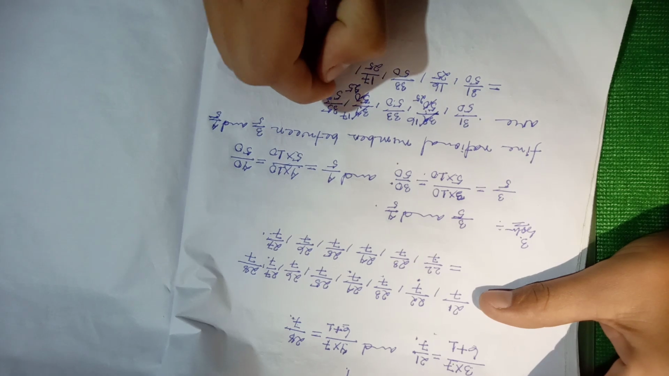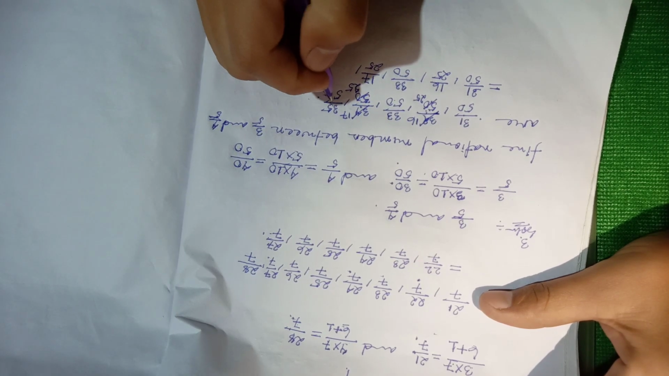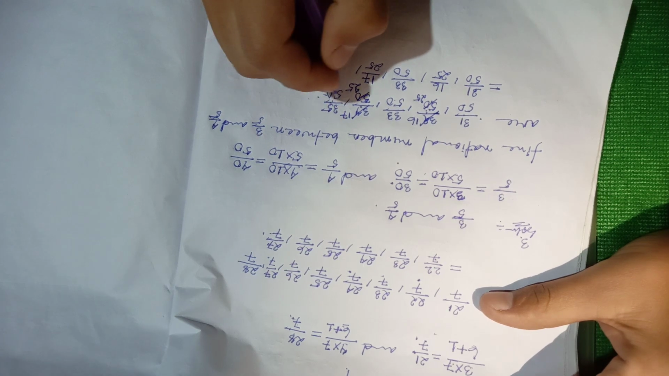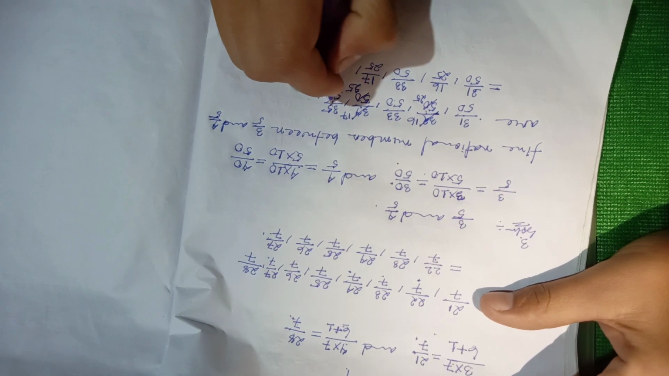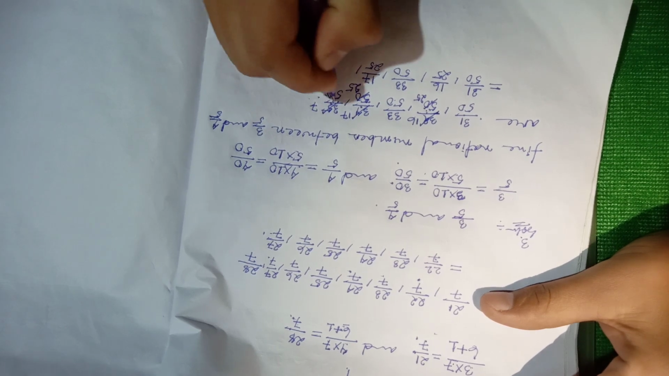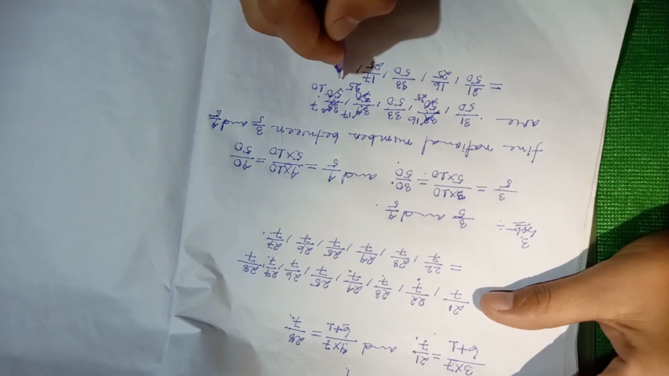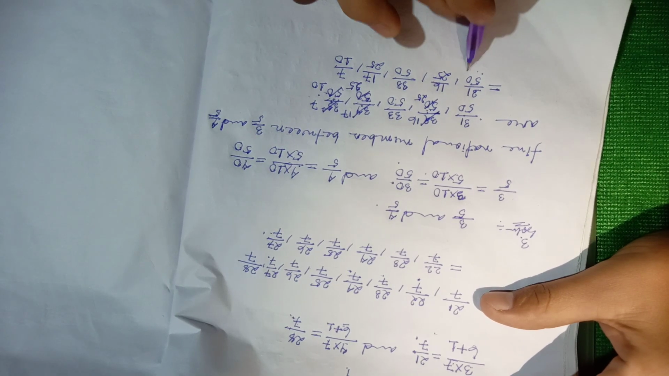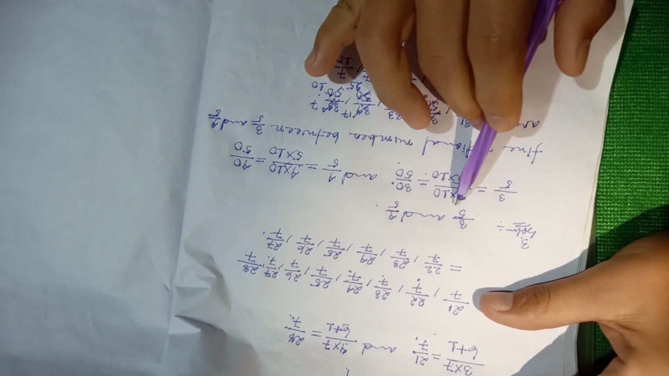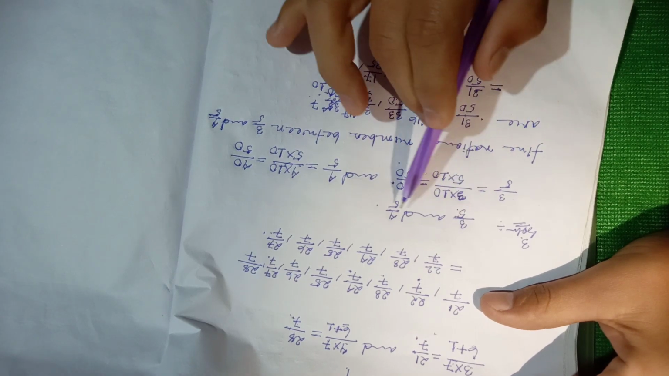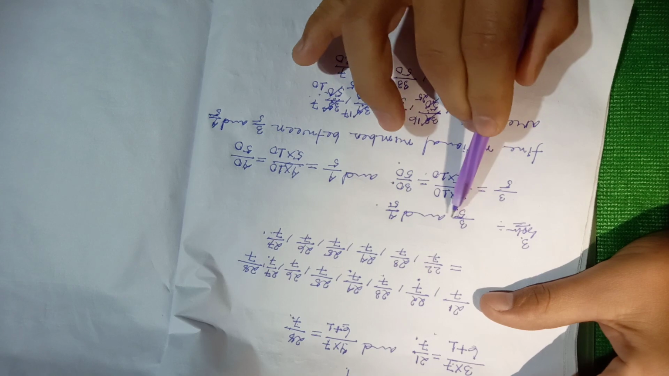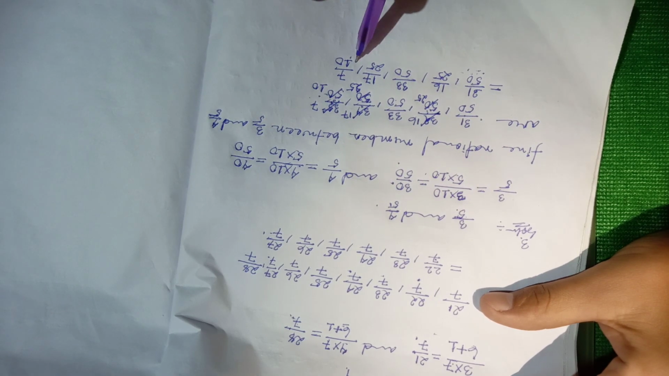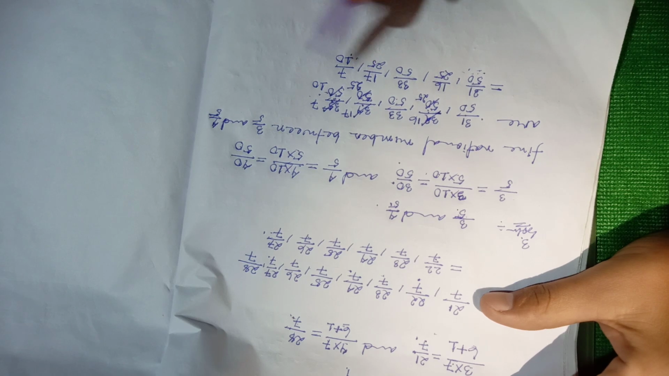So 35 by 50. Whether you can reduce the fraction, you have to check, as I have said earlier. 5 times 7 will give you 35 and 5 times 10 will give you 50. That is 7 by 10. So these are the 5 rational numbers that we pick between these two rational numbers, as the question has asked us to find 5 rational numbers.